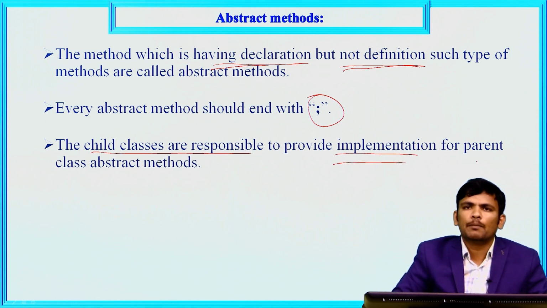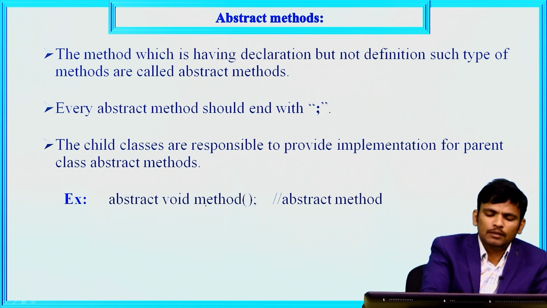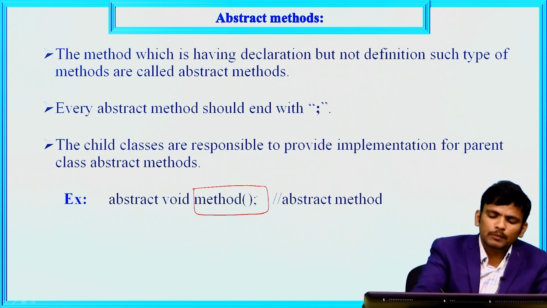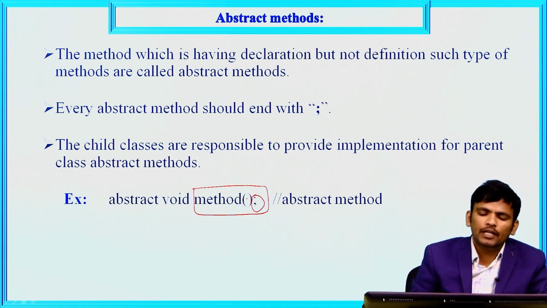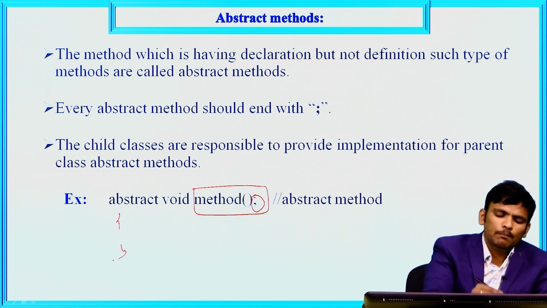Suppose in a parent class you have an unimplemented method, or abstract method. Those methods must compulsorily be overridden and implemented by the child class. Suppose I take an example: this is the method, and it has only the declaration but no definition, and you need to terminate it with a semicolon. It has only declaration but no definition, meaning there is no implementation part here.